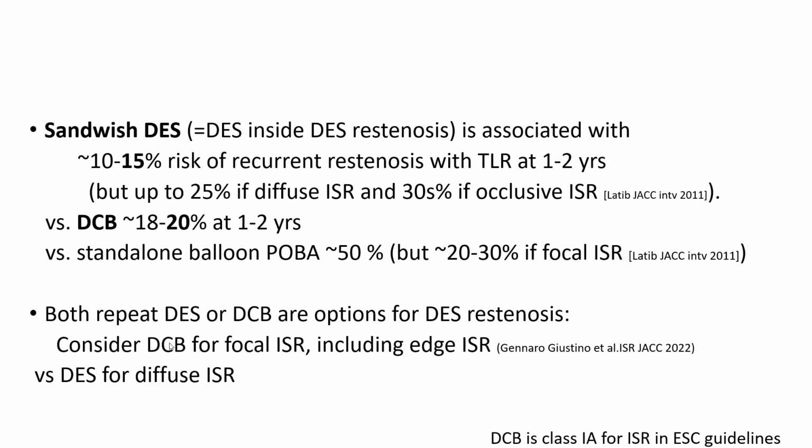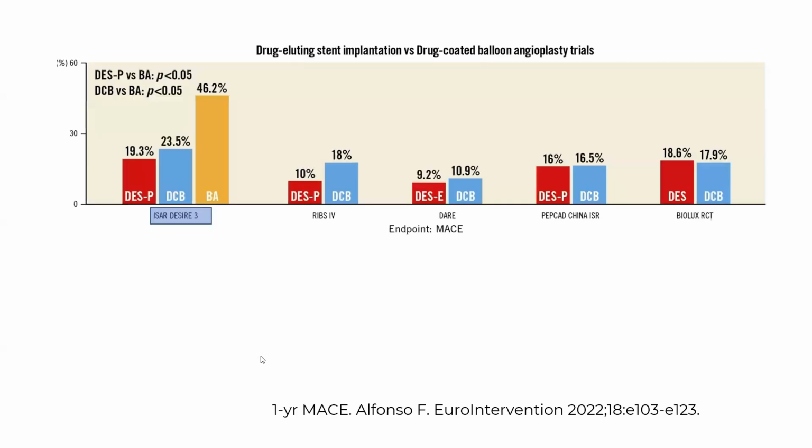I want to remind you of one thing here. In the DES era, as I said, the good thing is that most in-stent restenosis is focal, and tends to be focal around the edges, sometimes due to what we call geographic miss, meaning you balloon at the edges or you pre-balloon at the edges and create restenosis there. And so focal ISR may be treated with DCB.